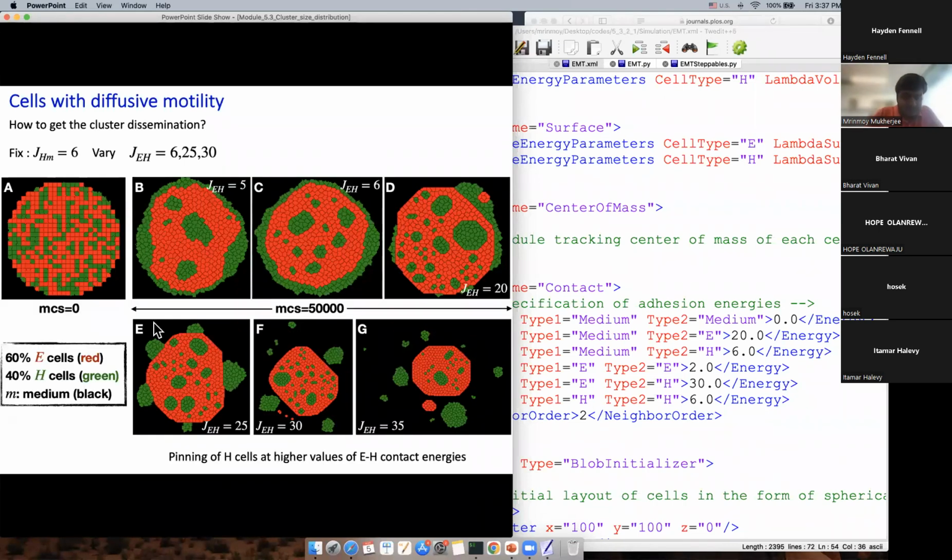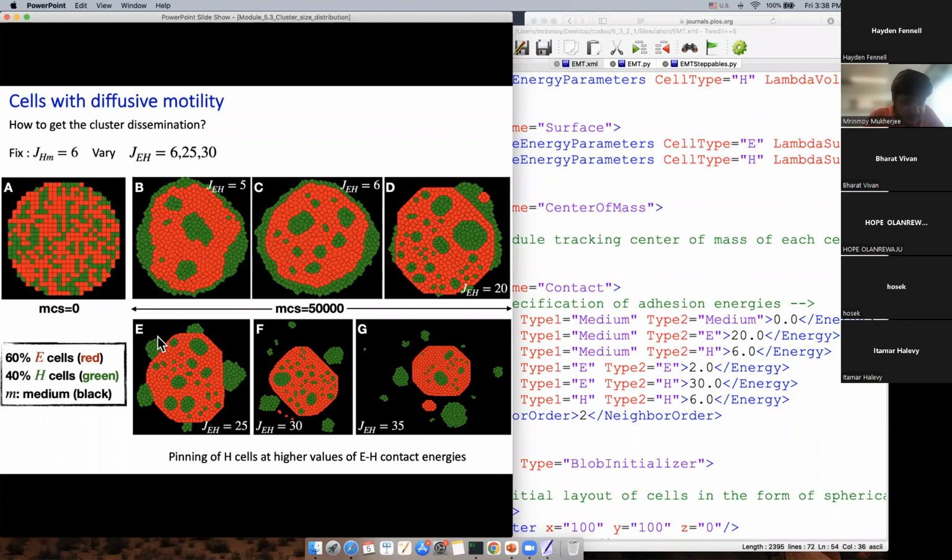This is the picture where we waited up to 50,000 Monte Carlo steps, and we'll try to explain this different scenario. As you know, with very low epithelial hybrid contact energy, we'll see some kind of partial sorting, and there is no chance of breaking the bond. But as you slowly increase that, you see this kind of phenomenon at say the value 25.